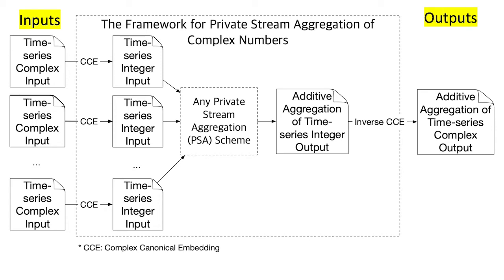This figure summarizes our framework for private stream aggregation of complex numbers. Essentially, if there's a group of users that have time series complex input, they can apply the CCE to map it to time series integers. Once this step is completed, they can use any private stream aggregation algorithm to compute on the aggregator's end the additive aggregation of the time series integer output. Once this is complete, we can take the inverse of the CCE algorithm to compute the final output, which is the additive aggregation of the complex numbers.